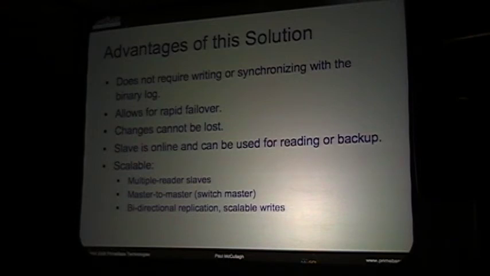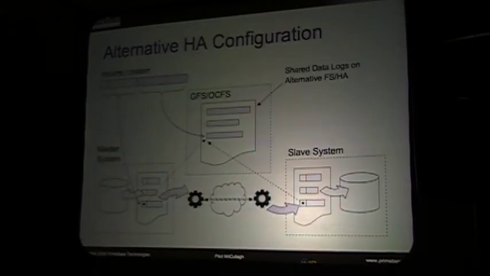And I want to talk about the possibilities of bidirectional replication and how the design of PBXT actually allows us to quite possibly scale writes in such a configuration. But I'll get to that in a minute. We first look at an alternative HA configuration for PBXT, which is a bit more efficient than the one I've just described. The one I just described, I had to actually transport the data that was stored in the data logs as well to the slave system. And here I'm actually saving that step.